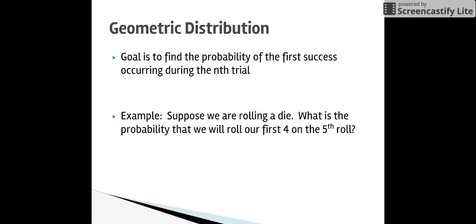The geometric distribution is another distribution very similar to the binomial distribution from our studies of discrete probability distributions. In a geometric distribution, the goal is to find the probability of the first success occurring before a certain trial, in this case the nth trial. In the example below, suppose we're rolling a die. What is the probability that we will roll our first 4 on the 5th roll?